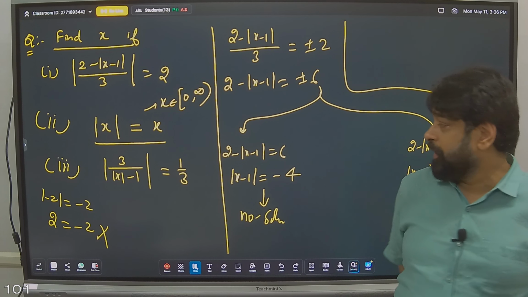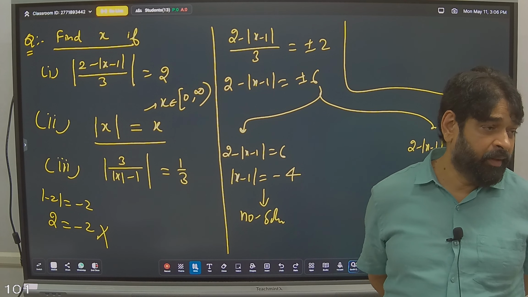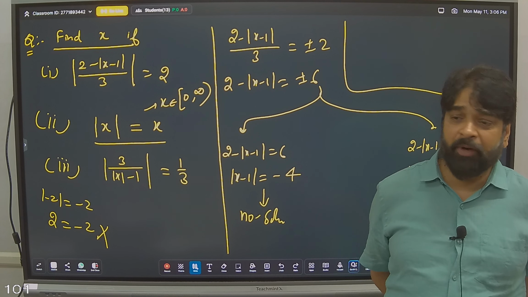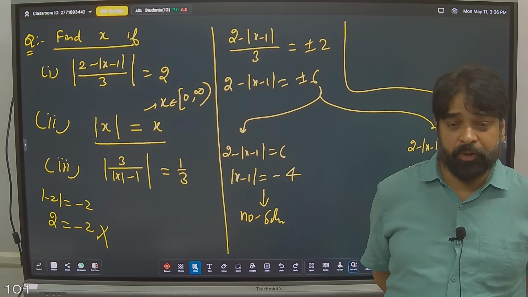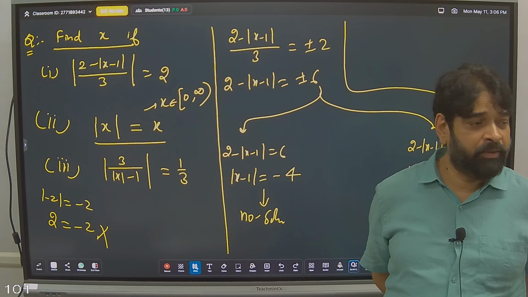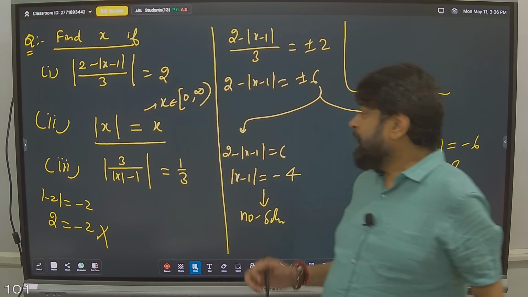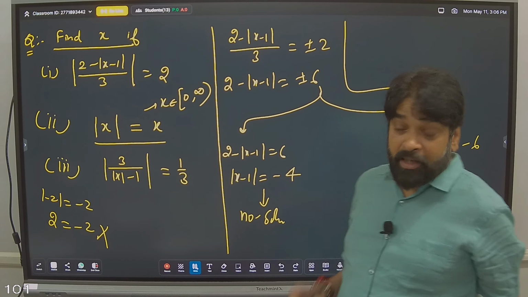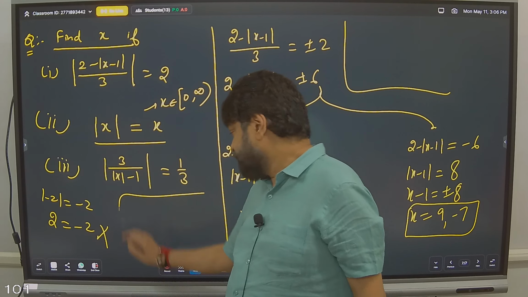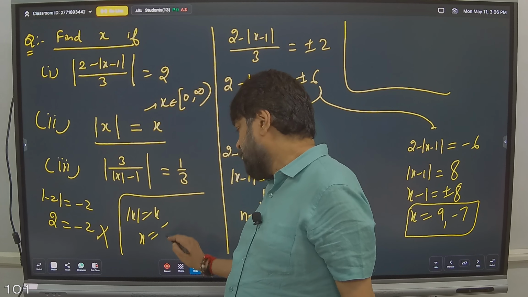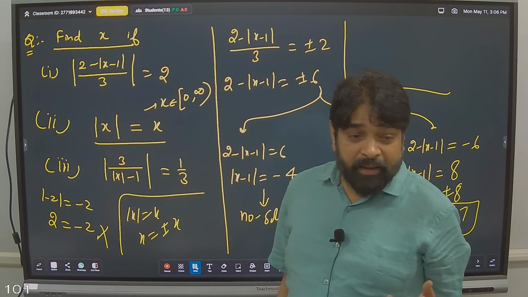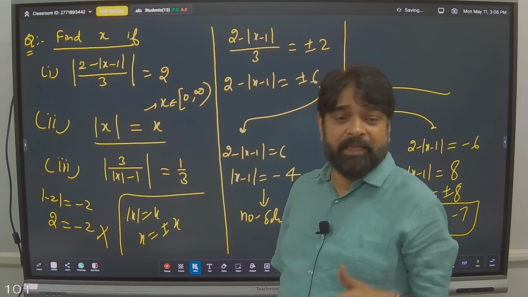Only 1 or 2 students gave the correct answer. How many of you got it? 2 people. Do you understand? See, remember the meaning of the question. Don't jump into that. Some people are writing mod x equal to x, so x equal to plus minus x. You cannot give the answer x in terms of x.